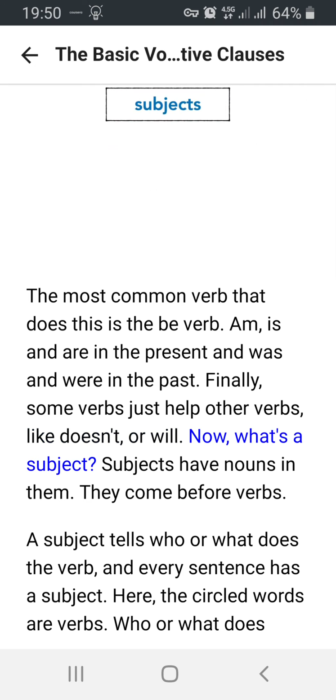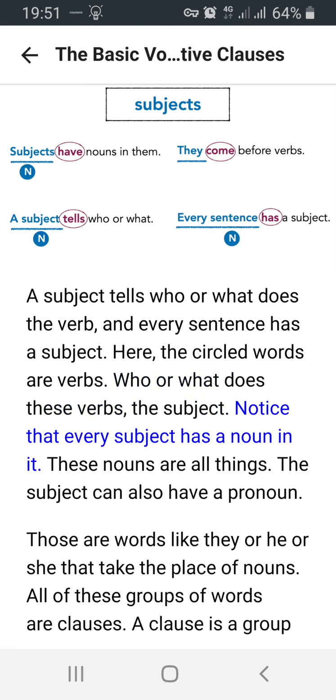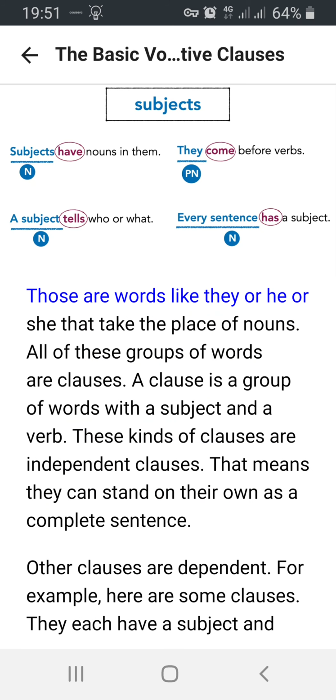Now, what's a subject? Subjects have nouns in them. They come before verbs. A subject tells who or what does the verb, and every sentence has a subject. Here, the circled words are verbs. Who or what does these verbs? The subject. Notice that every subject has a noun in it. These nouns are all things. The subject can also have a pronoun. Those are words like they or he or she that take the place of nouns.